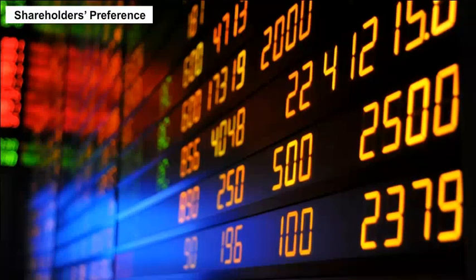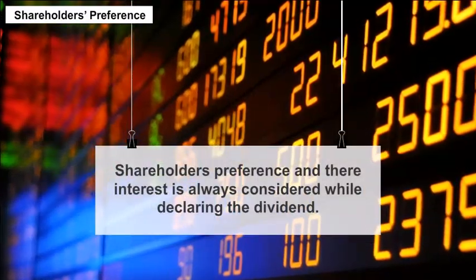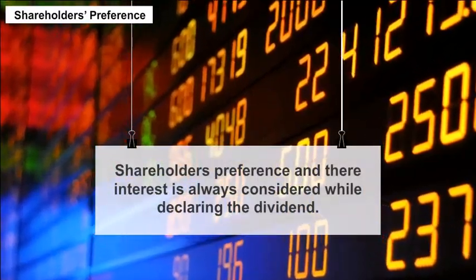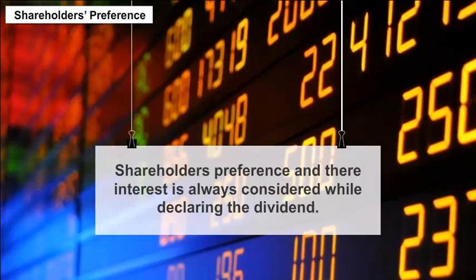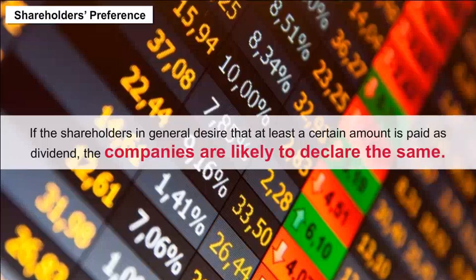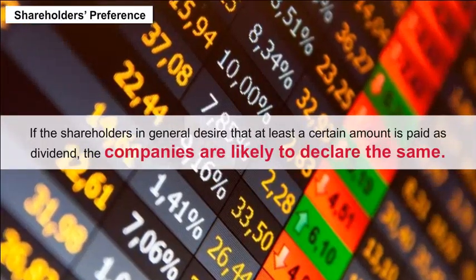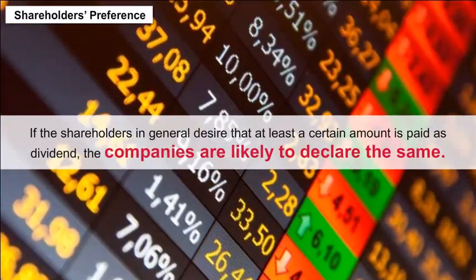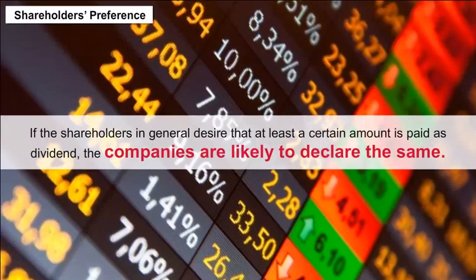Shareholders' preference. Shareholders' preference and their interest is always considered when declaring the dividend. If the shareholders in general desire that at least a certain amount is paid as dividend, the companies are likely to declare the same.